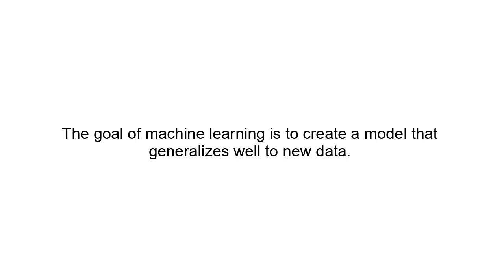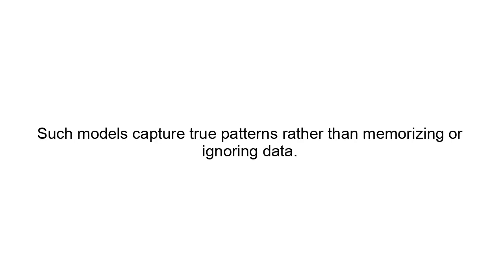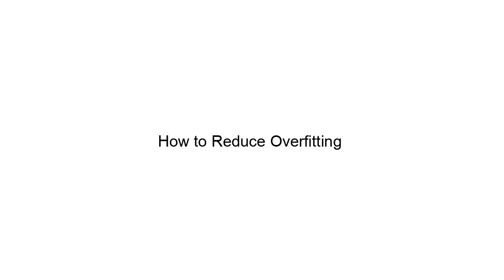Ideal model behavior. The goal of machine learning is to create a model that generalizes well to new data. Example concept: training data means learned pattern means accurate predictions on new data. Such models capture true patterns rather than memorizing or ignoring data.